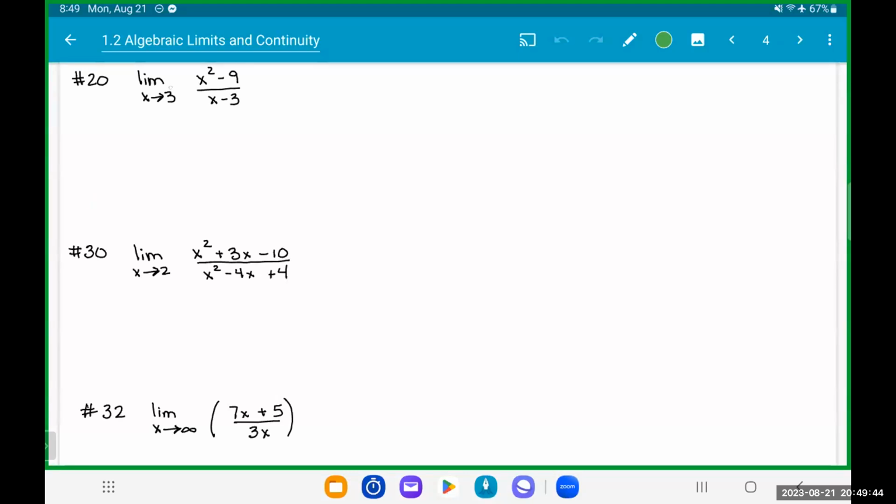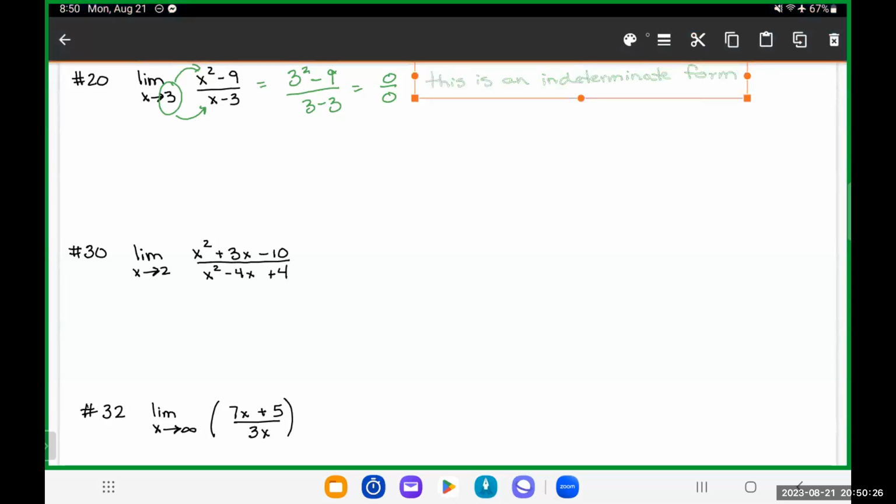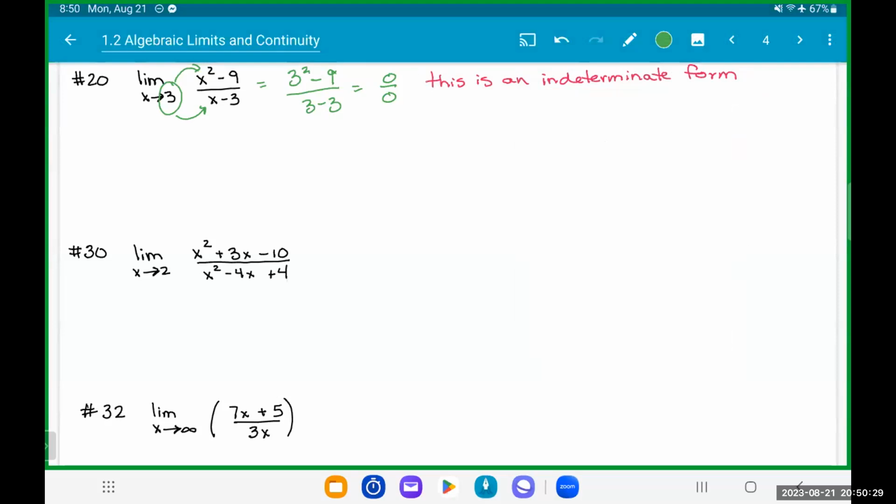So carrying on, we have 3 goes into here, 3 goes into here. So that gives me 3 squared minus 9 divided by 3 minus 3. That gives me 0 over 0. Okay. If it was some number divided by 0, that's undefined. It does not exist. But when I get this 0 over 0, this is an indeterminate form. So it's the indeterminate form. And so in order to find the limit, we first have to simplify that equation before we do that, okay?